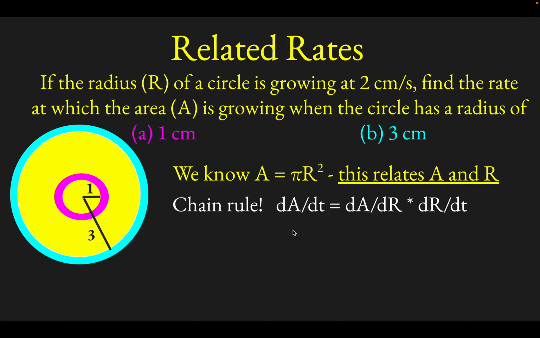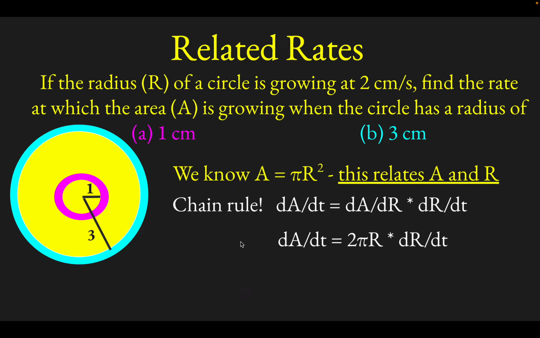Well, let's go for it. We'll use the chain rule on this expression. So we have dA/dt equals, well, we have to take the derivative of this expression with respect to r. So you bring the exponent down in front and then reduce it by 1. So you'd get 2 pi r to the first. So that's here. And then you just multiply by the rate of change of the radius, which is given in the problem to be 2 centimeters per second. And so we now have an expression that relates the rate of change of the area to the rate of change of the radius. And so we can just start plugging in some numbers now.